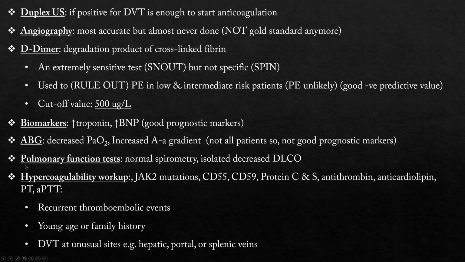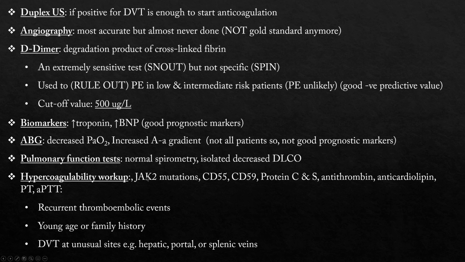Hypercoagulability workup, like when we do the JAK2 mutations, the antithrombin, anticardiolipin tests, we don't do these in all patients. We only do this in special cases. For example, a recurrent thromboembolic event, a young patient, or a family history of hypercoagulability disorder, or a DVT in an unusual site, like hepatic, portal, or even splenic vein thrombosis. Now for these ones, maybe you think of these kinds of diseases.